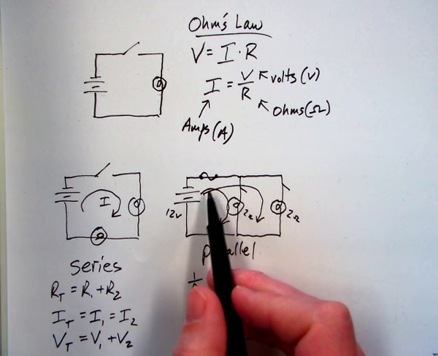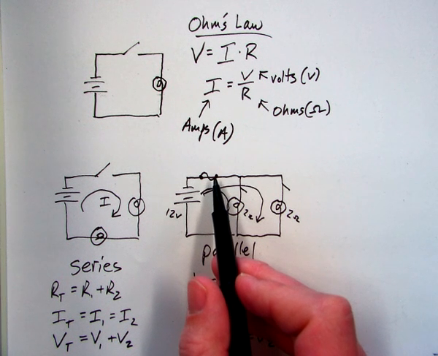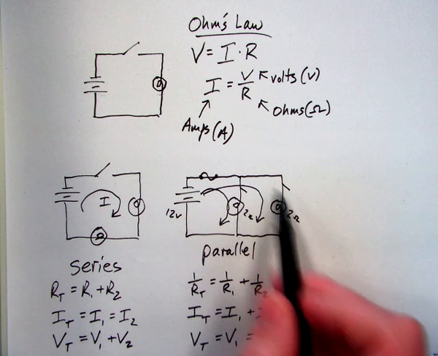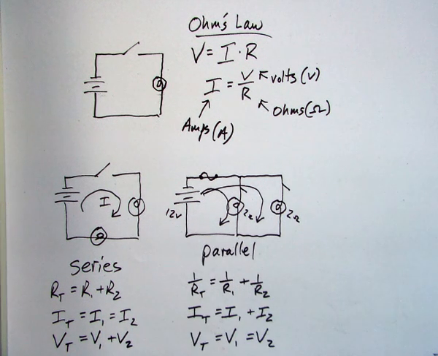If you exceeded a certain number of amps in this main line, the fuse would melt or the circuit breaker would blow, and it would stop the current from flowing before some wire starts to melt somewhere. So those are some basic things about electric circuits.